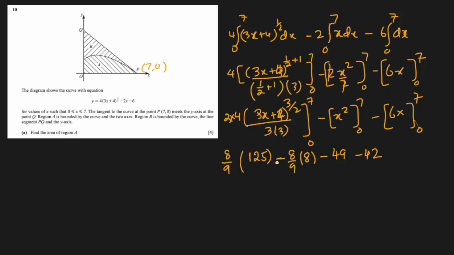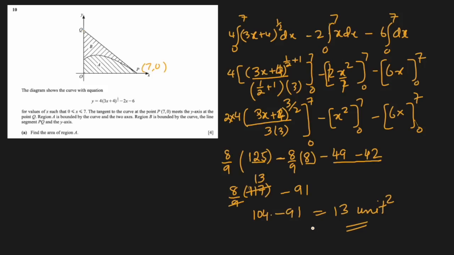Okay, so it can't cancel out, so we can write what? If I take common 8 over 9, it will be 125 minus 8, which is how much? 117. And 9 and 117 will be 13 times 9, so 13 times 8 is 104 minus 91. So 13 units square is the area of region A.